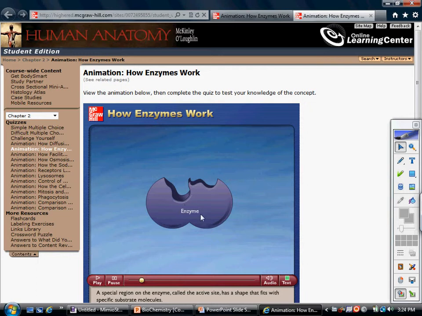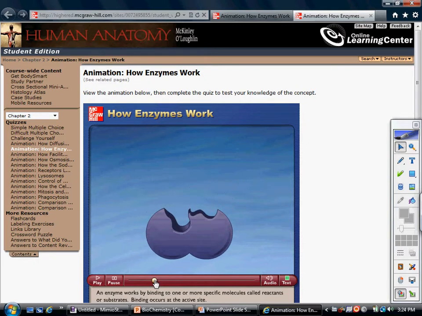So this purple blob right here is an enzyme, and these cutouts that you see are a part of the enzyme that's called the active site. You can see it's labeled right there, active site. This enzyme is found somewhere in our body, and they're all over our body, and they take part in all kinds of chemical reactions.